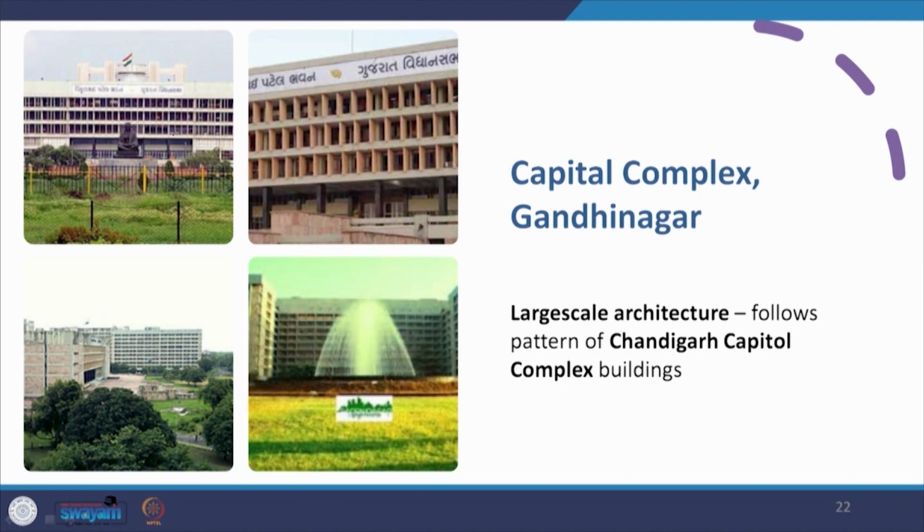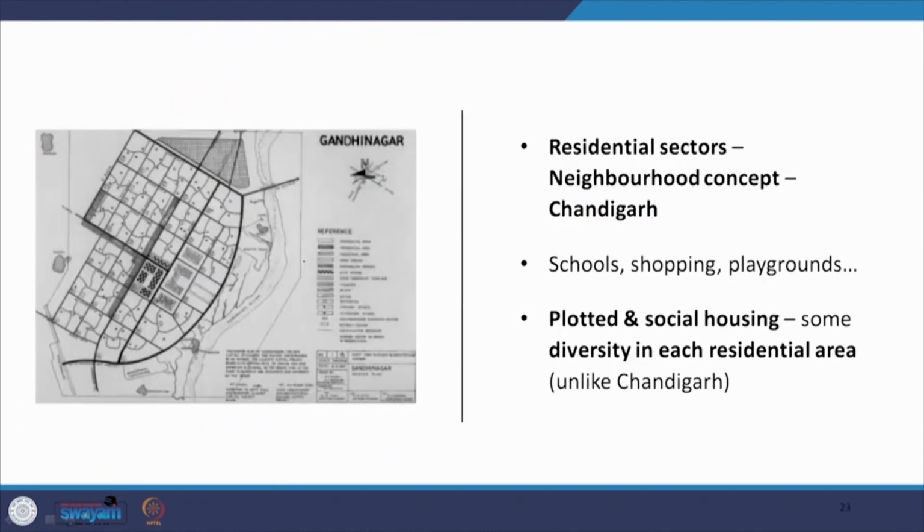Now, the capital complex of Gandhinagar has large scale architecture which follows the pattern of the Chandigarh capital complex, and these are the buildings of the capital complex of Gandhinagar. The residential sectors have a neighborhood concept like Chandigarh. So, as you can see, this is also sectoral planning. So, there are schools and shopping areas and playgrounds, but it has plotted and social housing which is in divergence to the residential development of Chandigarh. So, there is some diversity in each of the residential areas of Gandhinagar.